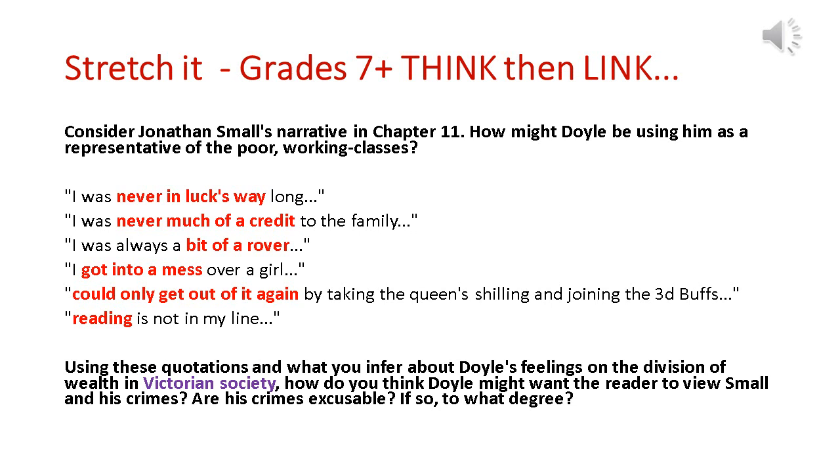So what I'd want you to do is consider how Doyle might be using him as a representative of the poor working classes. And with that, you may want to think about, is Doyle in any way, not excusing his crimes, but giving some kind of reason or justification for why Jonathan Small might have got involved in a crime to do with treasure? So just have a think about that.